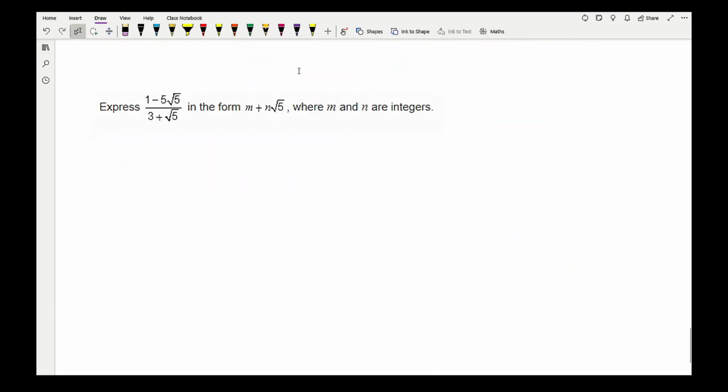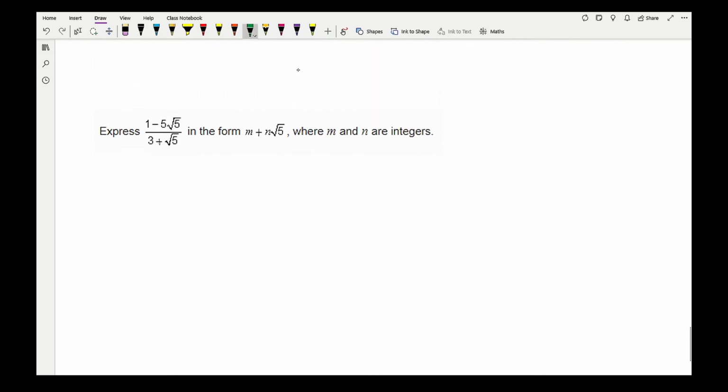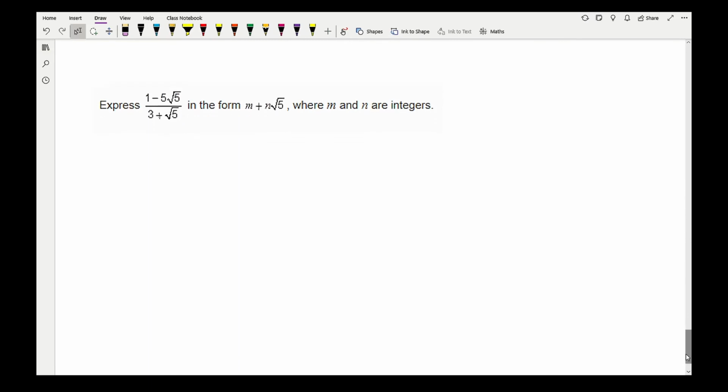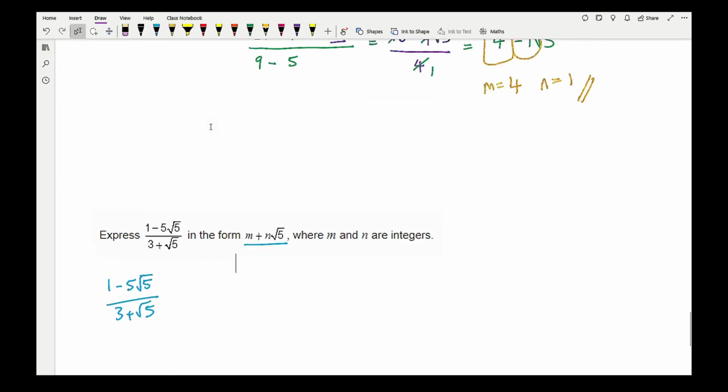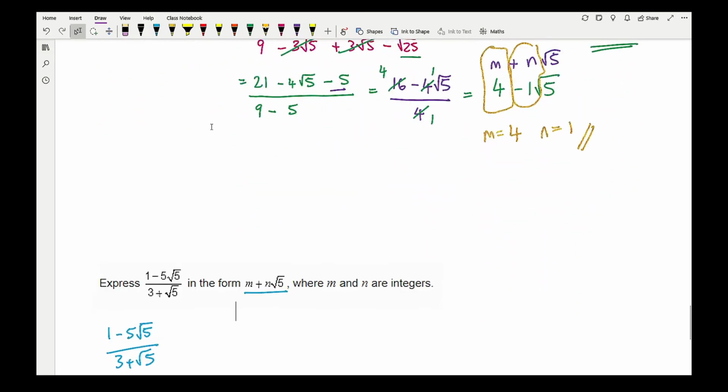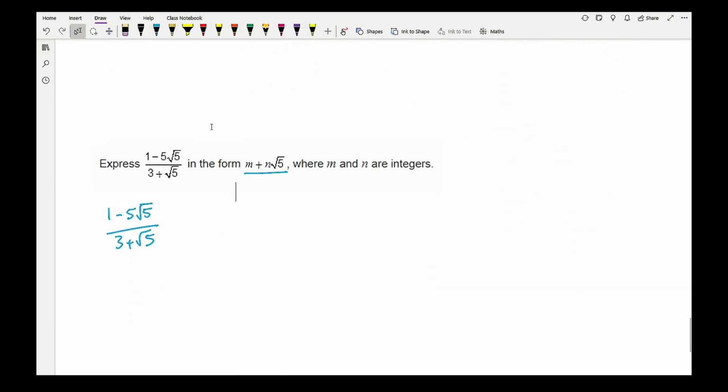So moving on to a very similar question. Again, along the same lines, let me just move it slightly up so we've got a bit more space. So here we've got 1 minus 5 root 5 over 3 plus root 5. So again, I'm going to write it in the form of this. It seems like a very, very similar question. Let's check it's the same. And it isn't, it's just slightly different, same denominator.